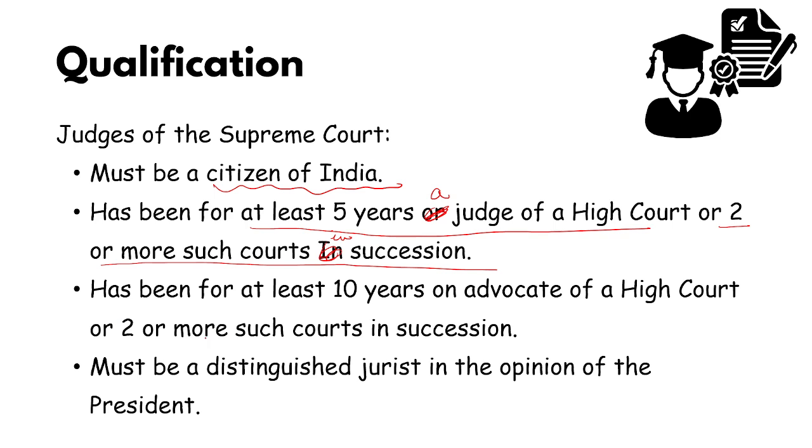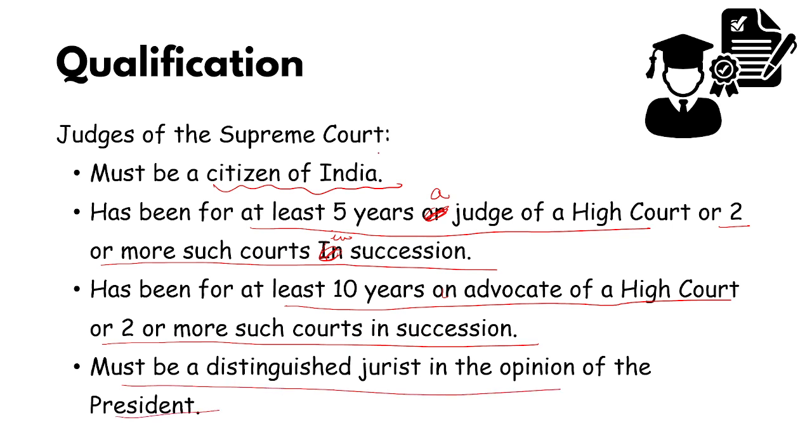Has been for at least 10 years an advocate of a High Court or 2 or more such courts in succession. Must be a distinguished jurist in the opinion of the President. So these are the qualifications for the judges of the Supreme Court.